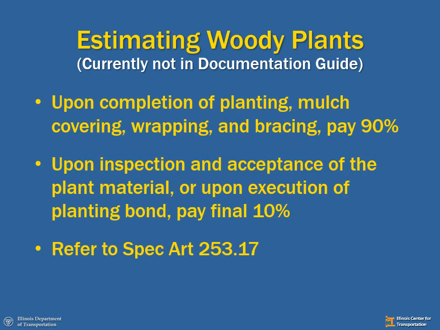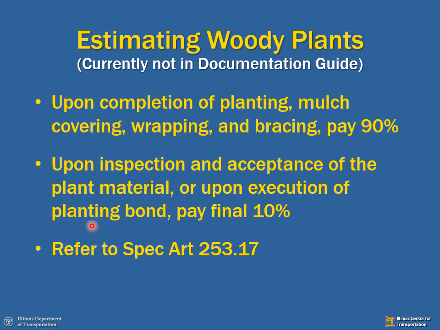Estimating woody plants. We've got our trees and shrubs and that kind of stuff. Upon completion of the planting, mulch covering, wrapping, bracing, whatever they're supposed to do to install it, we're going to pay 90%. Upon inspection and acceptance of the plant material, or upon execution of a planting bond, then we'll pay the final 10%. So this planting bond is different than your contract bond.